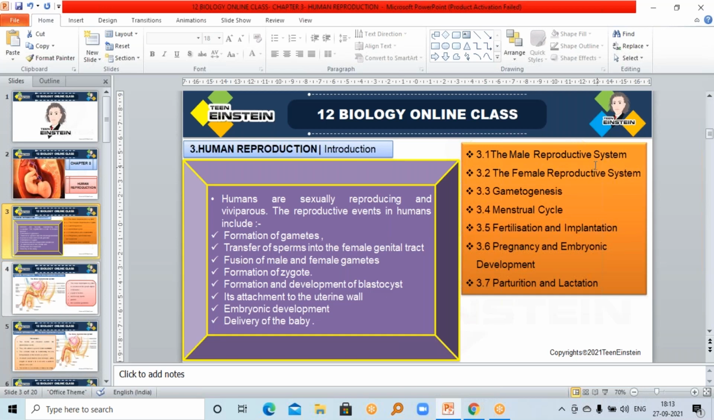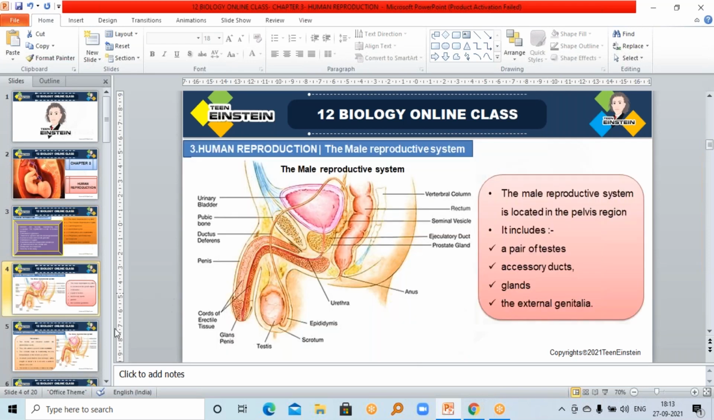We are going to learn about the male reproductive system and the female reproductive system, then gametogenesis in each, how gametes are forming. Then the menstrual cycle, then fertilization and implantation of the embryo, then pregnancy and embryonic development, then parturition and lactation. All these we are going to learn in this chapter. So first let's learn about the male reproductive system.